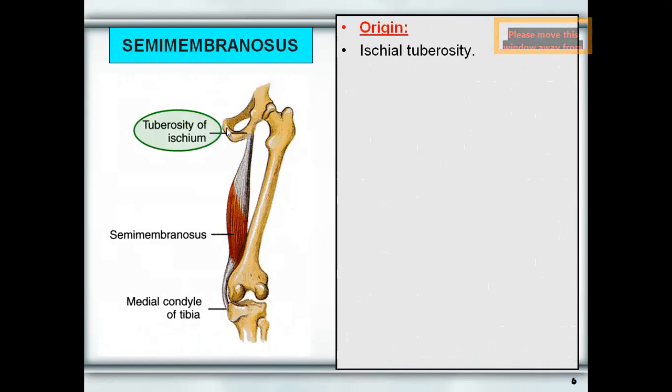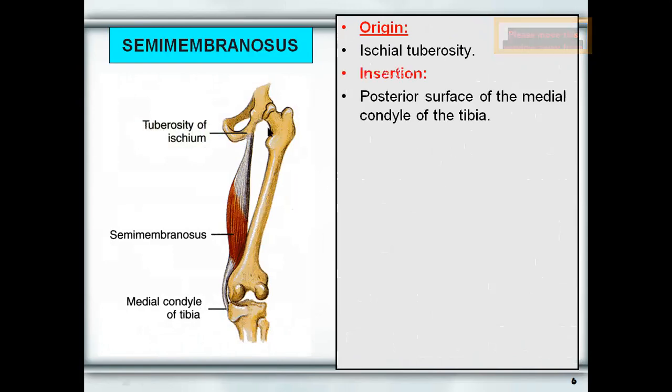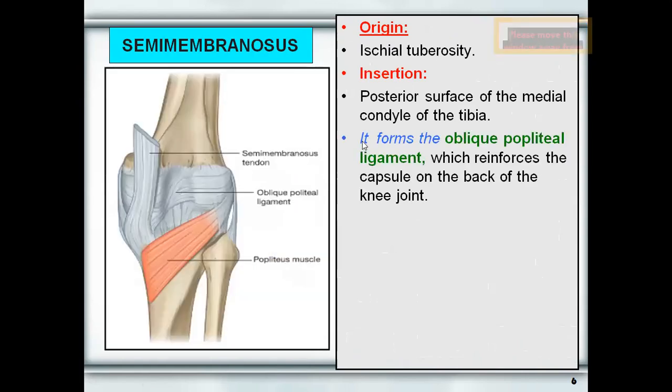Again, the details of their origin we have discussed when we were doing osteology also. So it is also taking its origin from the ischial tuberosity. The insertion of semimembranosus is behind the medial condyle of the tibia. Okay, this one, semimembranosus tendon.